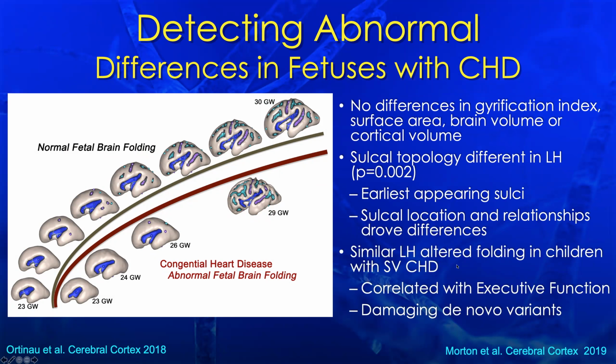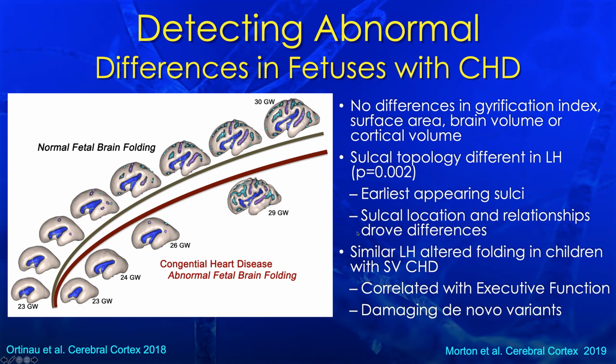Similar left hemisphere altered folding has been identified in children with single ventricle congenital heart disease. And in the older patients, this is correlated with executive function and damaging de novo variants. So the fact that we're starting to see emergence of these differences in sulci that appear early suggests that there may be more of a genetic influence and actually a deprivation, oxygen deprivation influence on brain development. But this is under further investigation to see if we can further prove that these abnormalities are more related to abnormal gene expression versus decrease in trophic supply of oxygen and other nutrients and trophic factors.